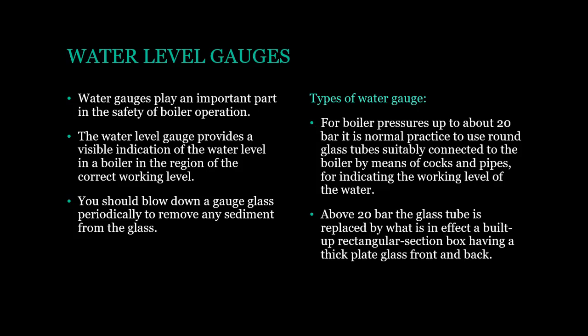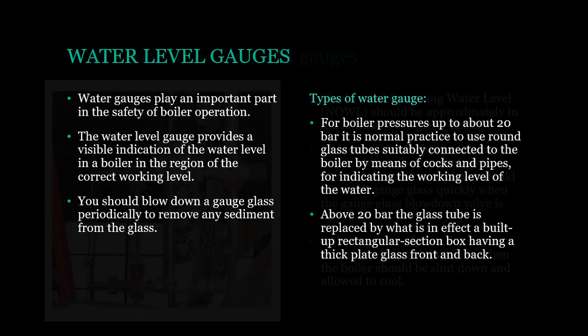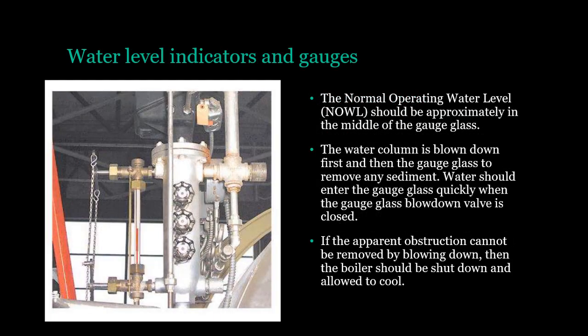Types of water gauge. For boiler pressures up to about 20 bar, it is normal practice to use round glass tubes suitably connected to the boiler by means of cocks and pipes, for indicating the working level of the water. Above 20 bar, the glass tube is replaced by what is in effect a built-up rectangular section box having a thick plate glass front. The normal operating water level, NOWL, should be approximately in the middle of the gauge glass.